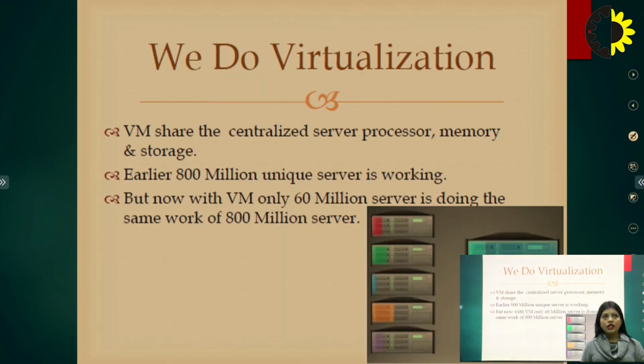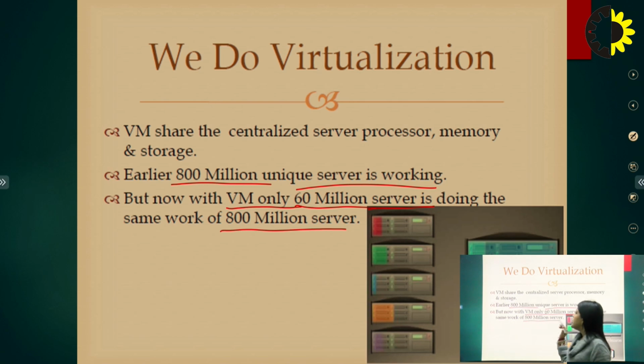We do virtualization because VMware shares the centralized server, processor, memory and storage. Earlier, 800 million unique servers were working, but nowadays with virtual machines only 60 million servers do the same work of 800 million servers. This difference comes after virtualization.